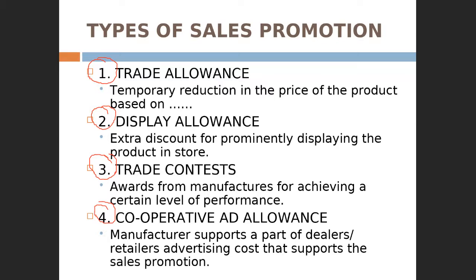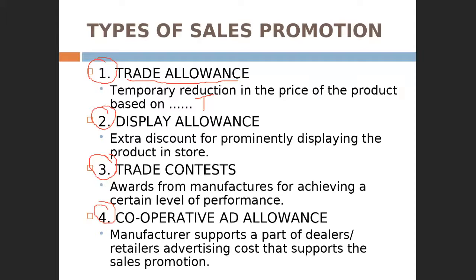So trade allowance basically says that you offer a temporary, let me restate it. You offer a temporary reduction in the price of the product, and the reduction is based on the time of purchase. That is, if, for example, you sell Christmas tree ornaments, things that you hang from Christmas trees, if you order basically your supplies in the month of June or July, you get a higher discount than when you order your product in the month of, let's say, November.